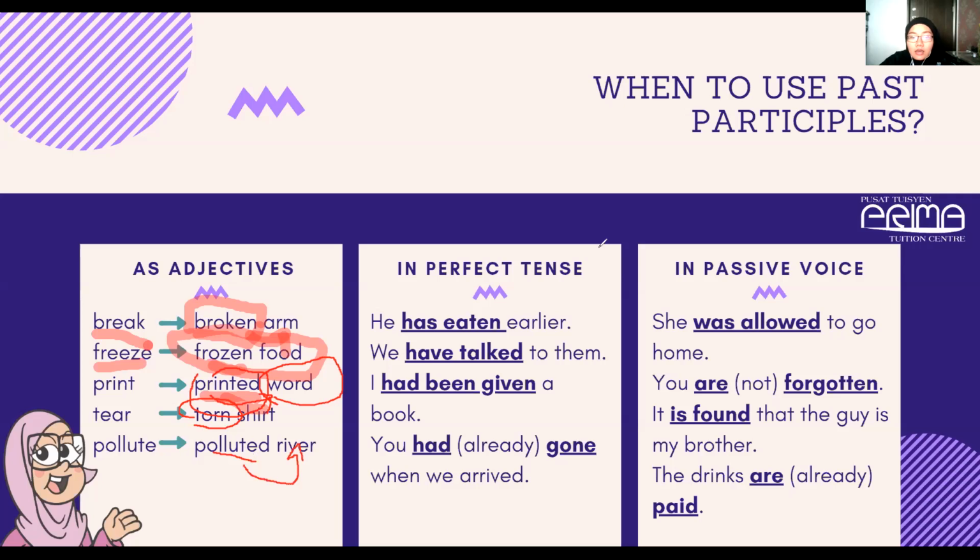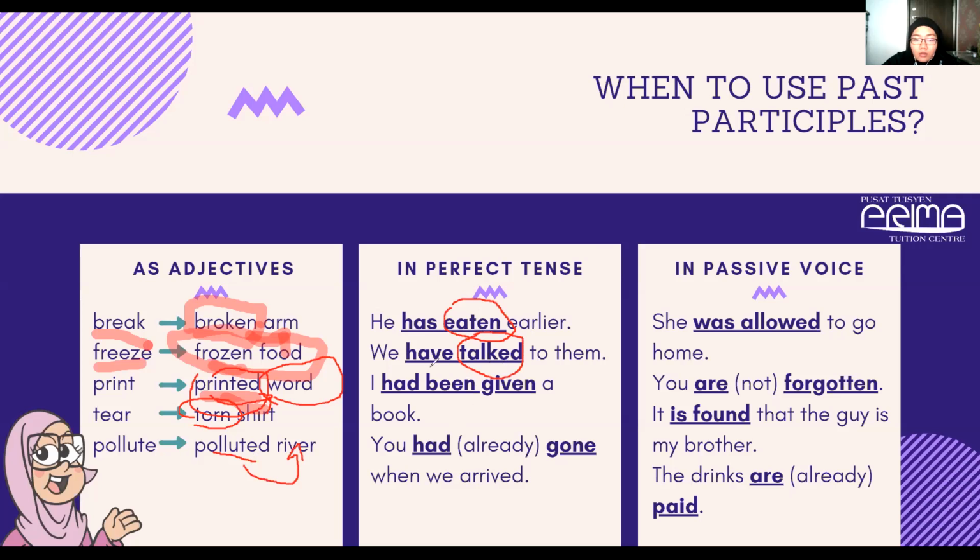Next, we also use past participle in perfect tense. The words in bold here are the formula for perfect tense. Number one, he has eaten. So eaten here is a past participle. We have talked. So talk here is not a past tense, but it's a past participle for the word talk.